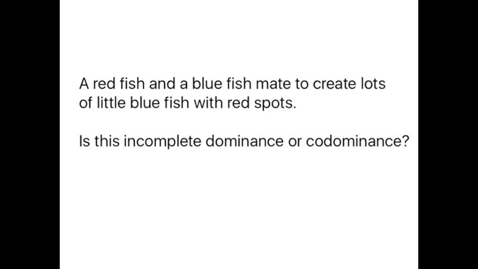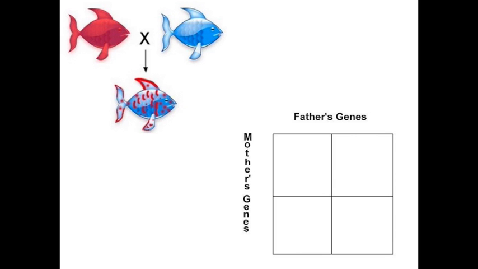Okay, another practice. A red fish and a blue fish mate to create lots of little blue fish with red spots. Is this incomplete dominance or codominance? In this case, we have codominance, because both traits are shown. The blue plus the red make blue and red. So you see both alleles.